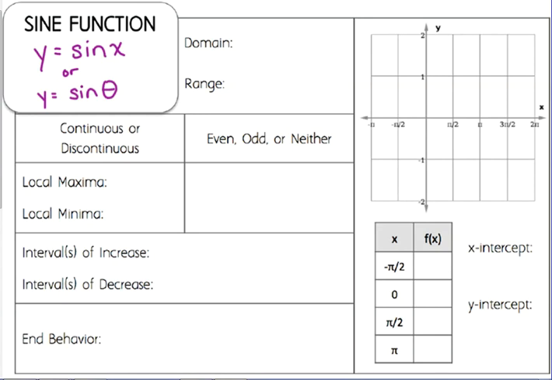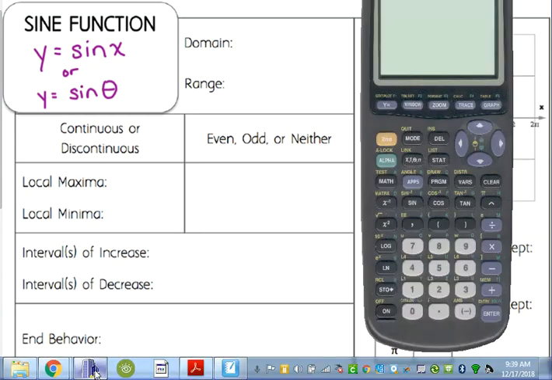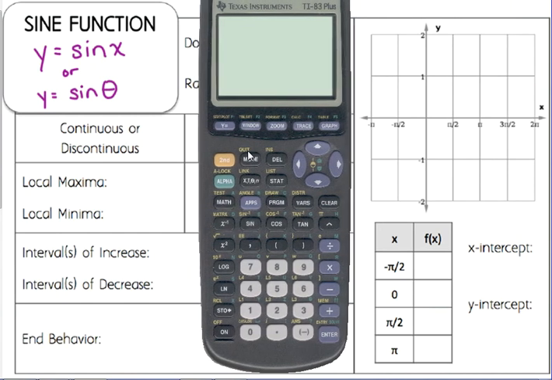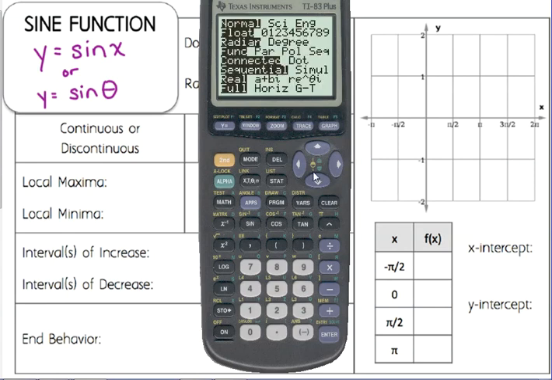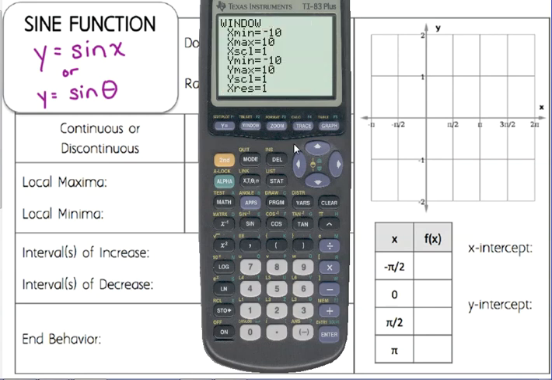Typically, we just use a theta with sine and cosine and tangent because theta is the variable that we usually use with angles. But obviously, if we're putting this into our calculator, then we're going to use x instead of theta. So first of all, let's talk about the domain and range. So I want you to go to your y equals, and I want you to type in the sine of x in your y1 before you hit graph. Before you hit graph, I want you to make sure that you're in radian mode. Okay, make sure you're in radian mode, and then I want you to go to your window.